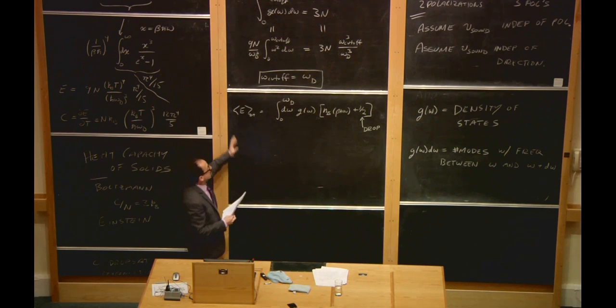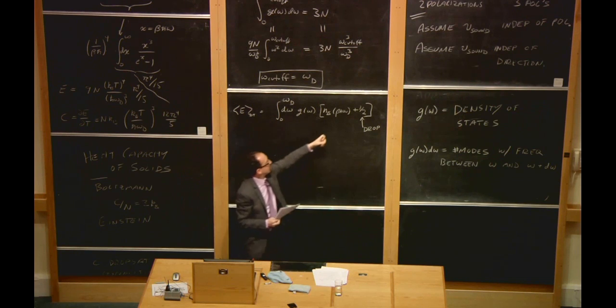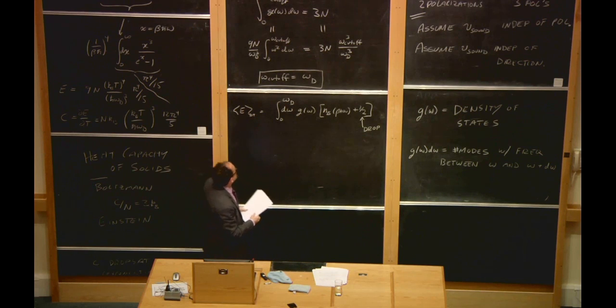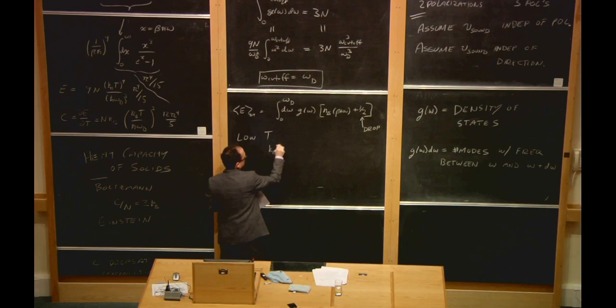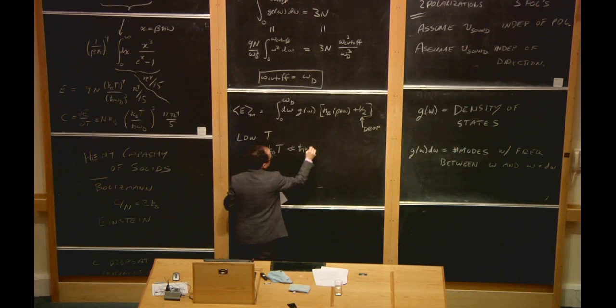Okay, and then this expression should give us the energy in the box, or the heat capacity in the box once we differentiate it, at any temperature we choose, just by plugging the temperature in here. But it's useful to look at various limits. So the first limit is the low temperature limit. And by that I mean kBT much less than h bar omega Debye.